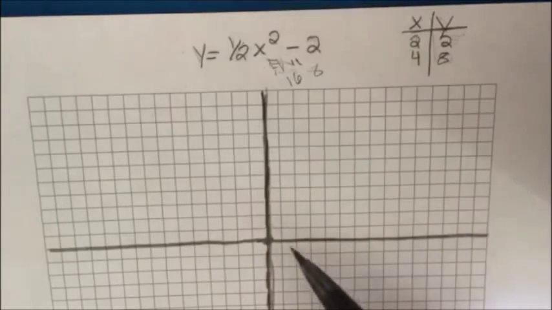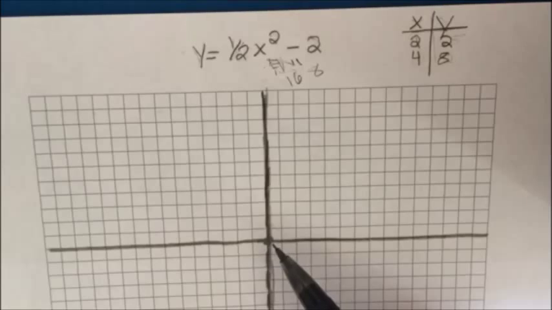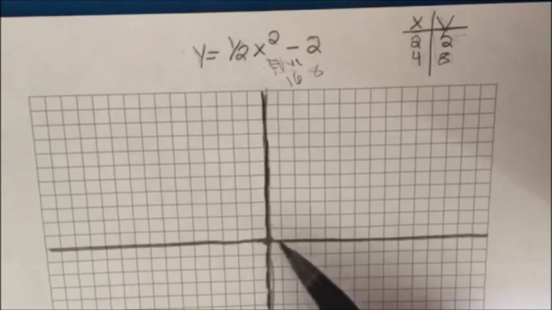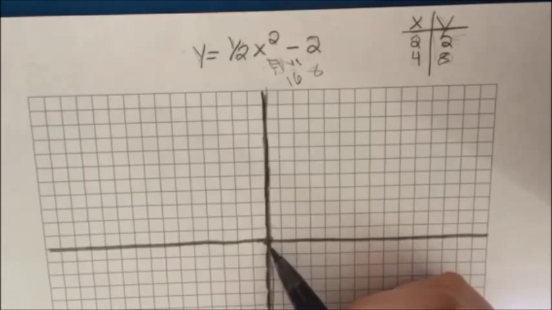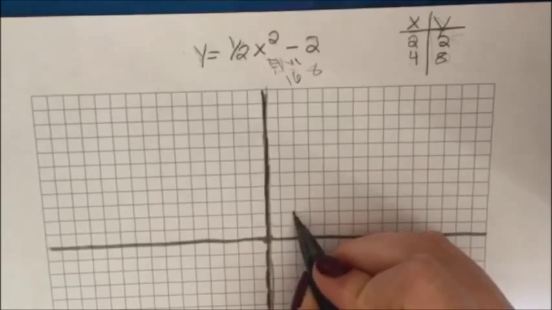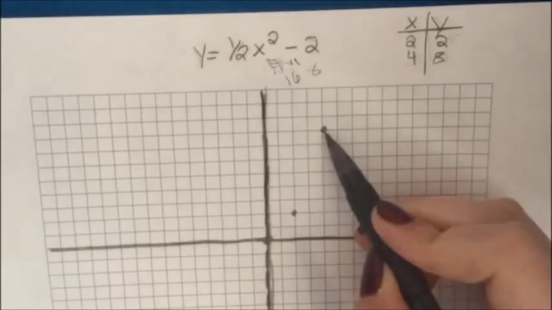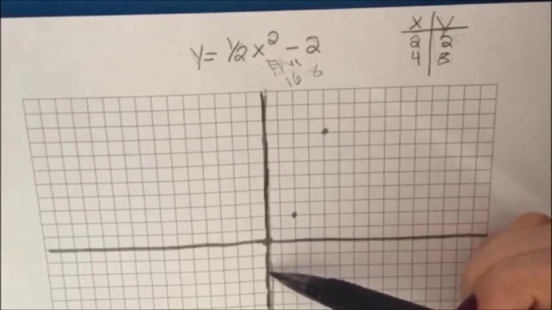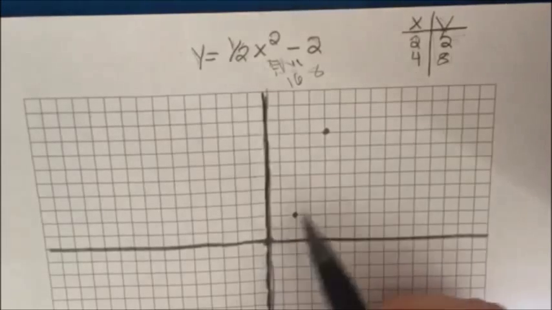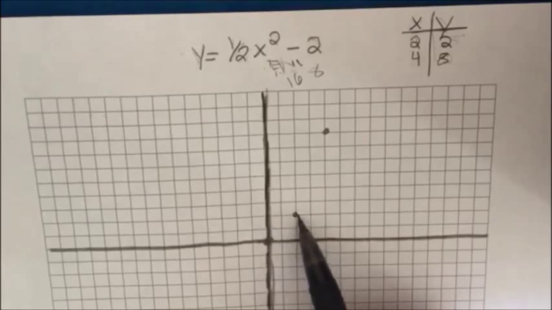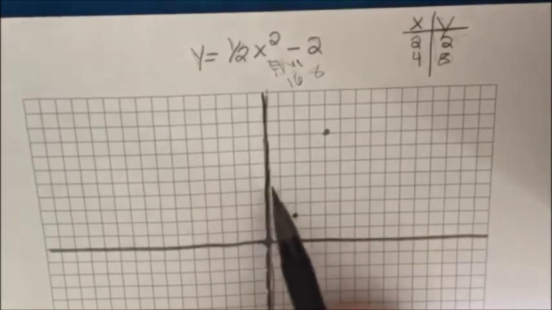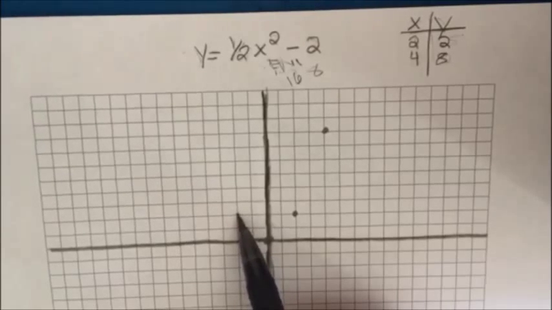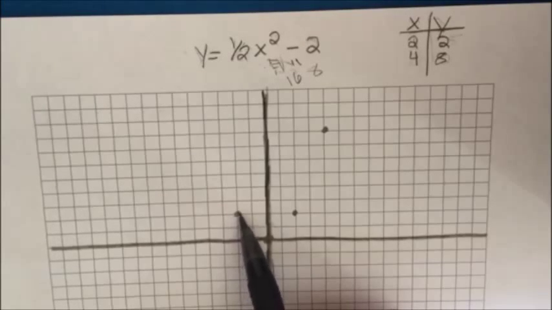Knowing this, we can start to make our first parabola. So we are going to plot the points 2, 2, which is right here, and 4, 8. And because our axis of symmetry is 0, then we can just use these points and create the opposite by reflecting over the y-axis.